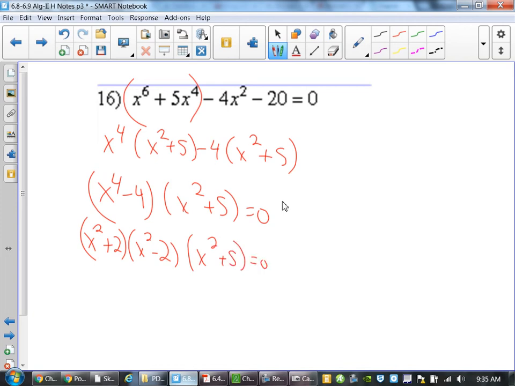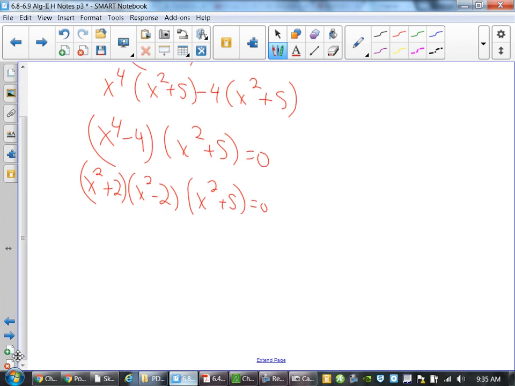I believe that this one said factor, or did it say find zeros? It says factor. And if it said find all zeros, you'd have zeros at plus or minus square root of 2, and then you'd have plus or minus i root 2 and plus or minus i root 5. How'd you get x squared plus 2 and x squared minus 2?